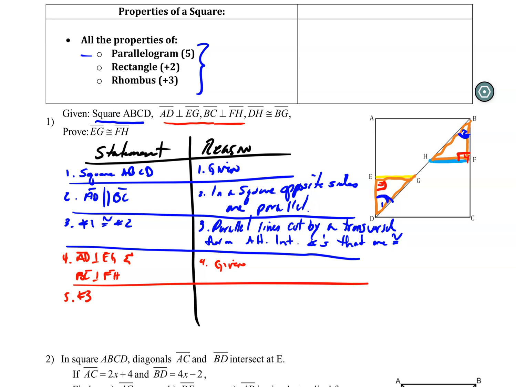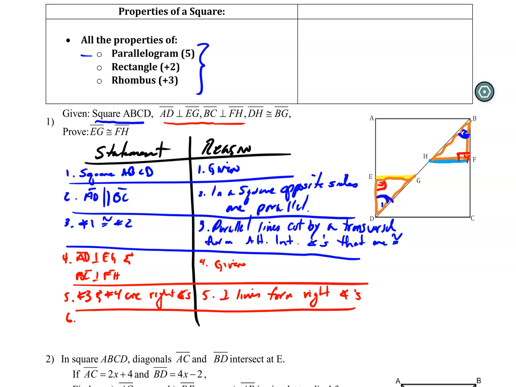So angle 3 and angle 4 are right angles because perpendicular lines form right angles. And again, we're going to utilize that by saying that angle 3 is congruent to angle 4 because all right angles are congruent.